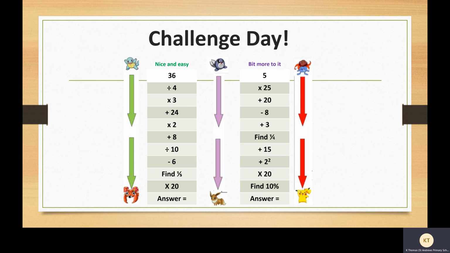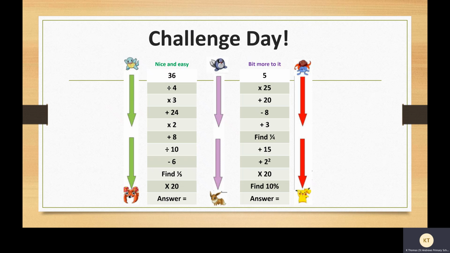So let's see. Challenge day. You can see that we've got various Pokemon characters. We have a green column that is nice and easy, and then we have a purple column that is a bit more to it. Now in the nice and easy column, it starts with the number 36. And the first thing you have to do is 36 divided by 4. 36 divided by 4 equals 9. I need to remember that number 9 and use it to help me with the next part of my number sentence. 9 multiplied by 3 equals 27.